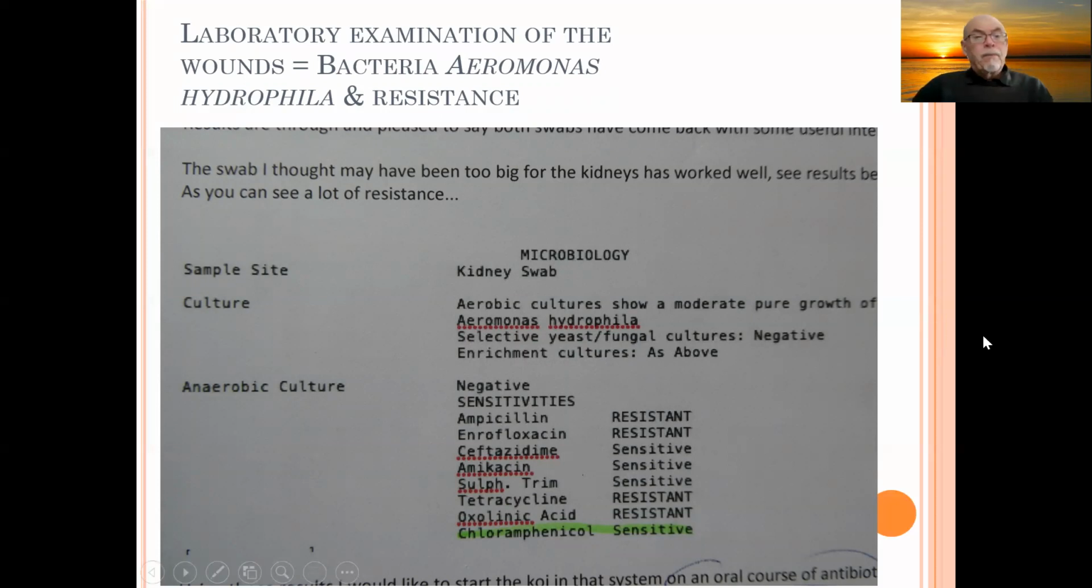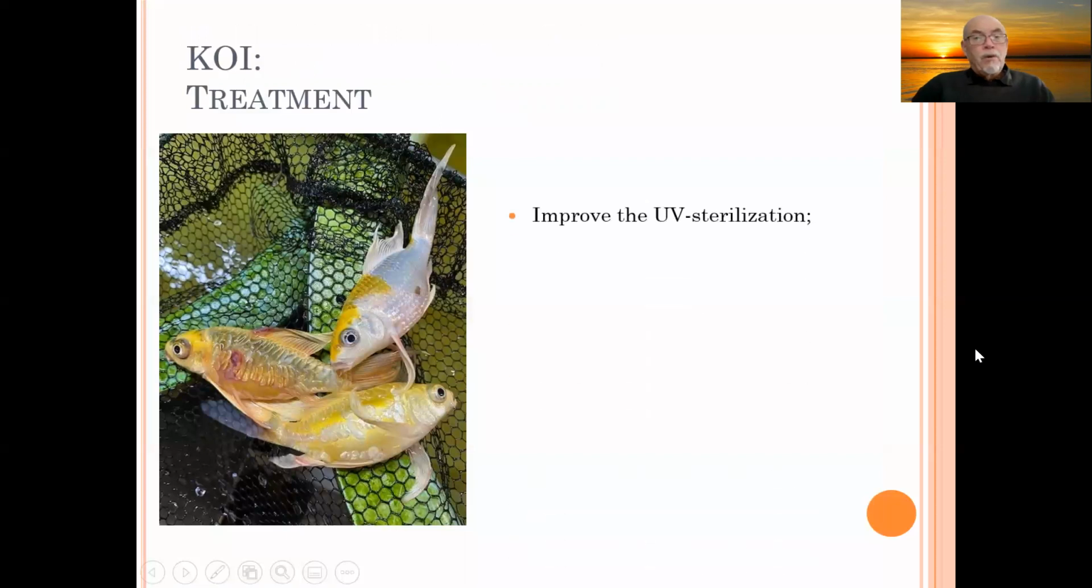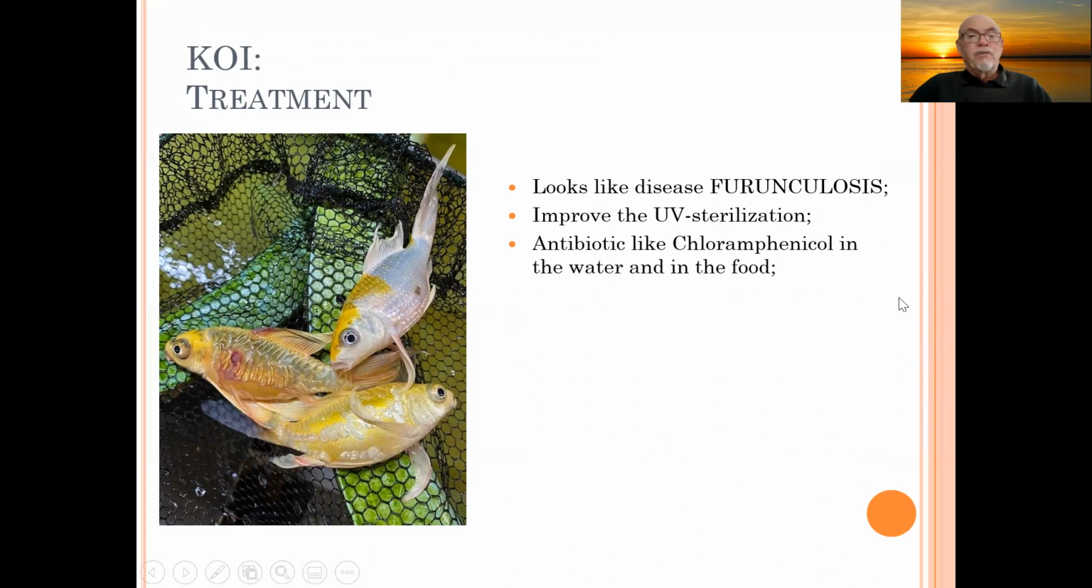That culturing of bacteria and the sensitivity testing really helped us see what we can put into the water and into the fish food. So what was the suggestion for the treatment? First of all, to improve the UV sterilization system, because that was lacking and creating a potential risk for the whole system. The disease looks like furunculosis, which is what we determined with the Aeromonas we found. And we could apply the antibiotic chloramphenicol in the water and in the food.